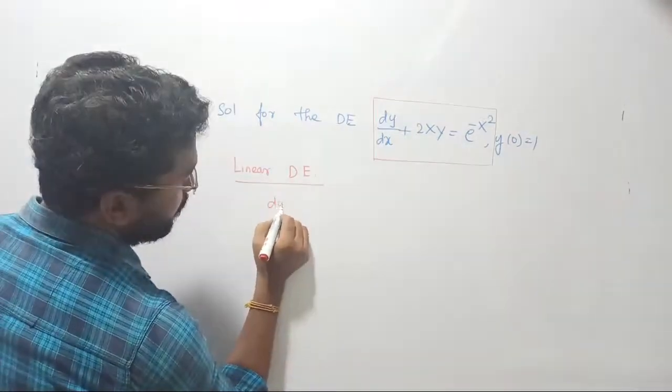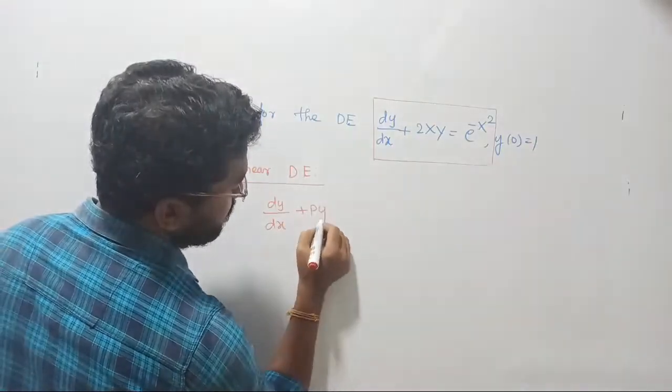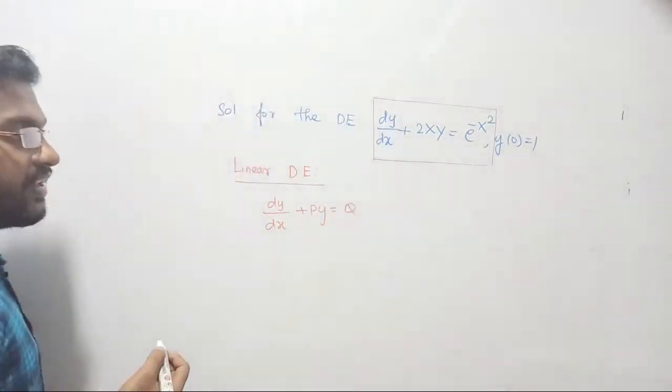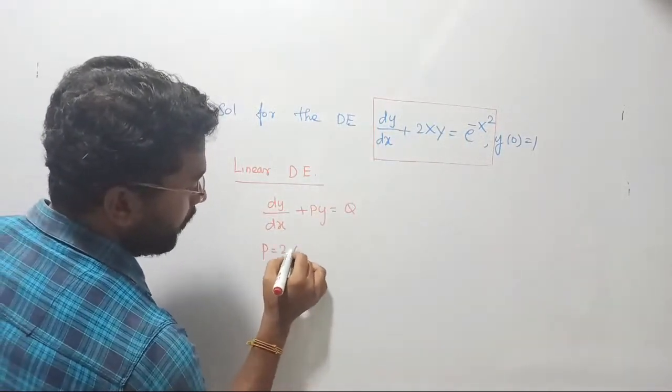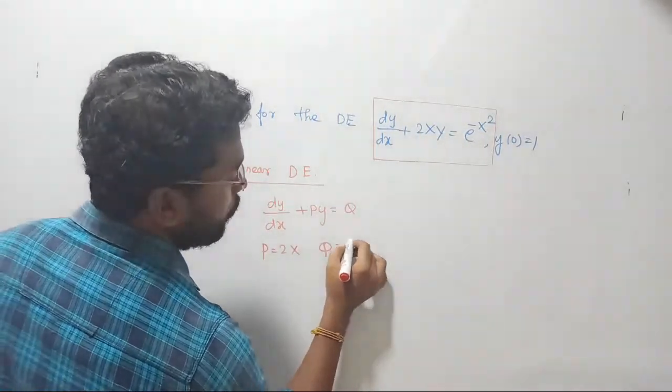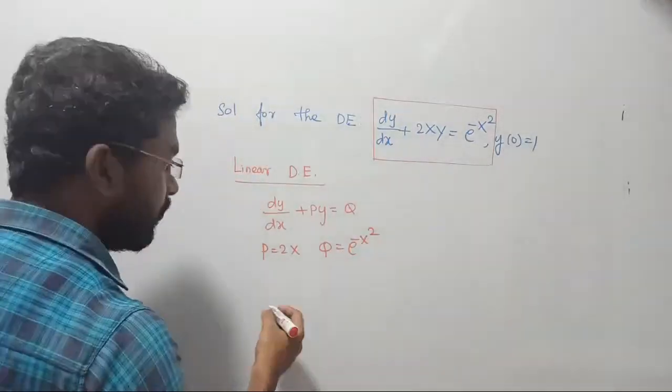The linear differential equation can be written as dy/dx + Py = Q. That is the standard form. If I do the comparison, it clearly shows P = 2x and Q = e^(-x²). Yes, that is correct, right? So let's try and figure out the answer.